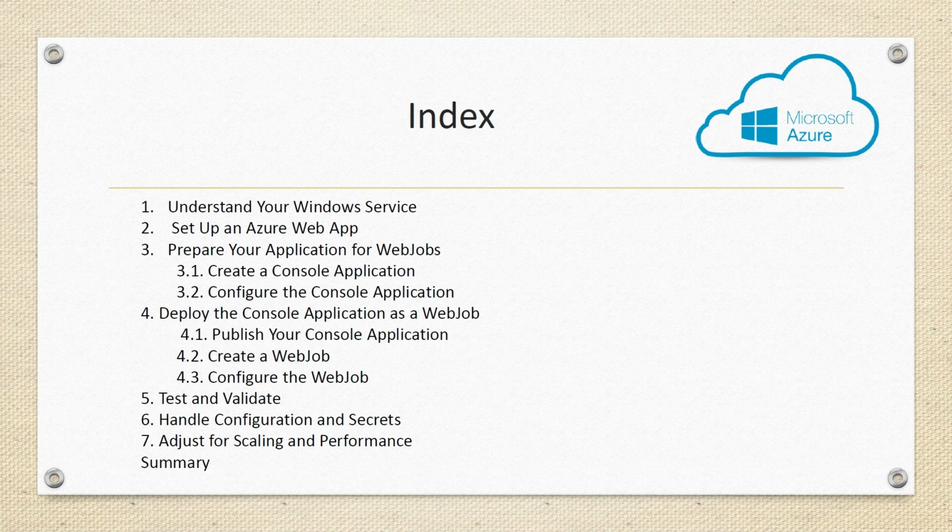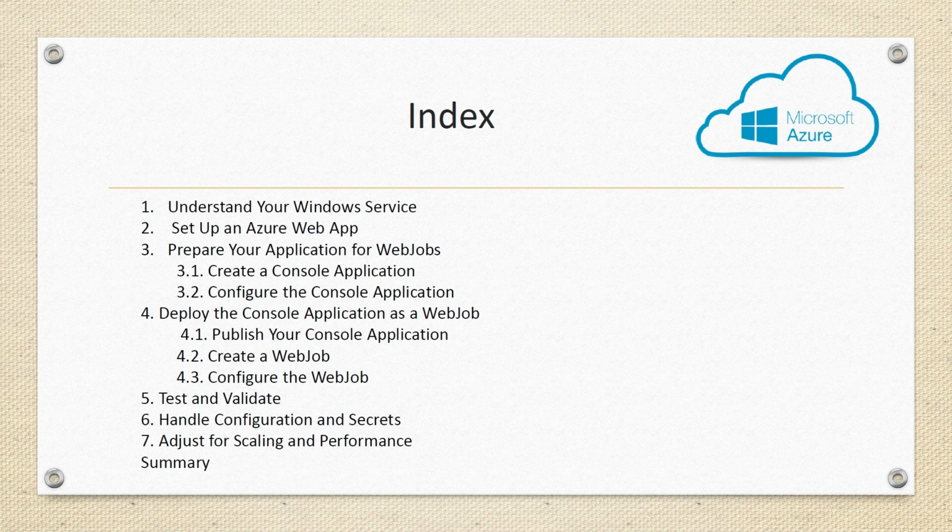So what do we need to do to prepare the application to publish as a web job? You need to create a console application, and then configurations will be required for the newly created console application. Thereafter, you can deploy that console application as a web job. So first we publish your console application, create a web job, and configure the web job. These points will be required and we can discuss step by step how we can do that.